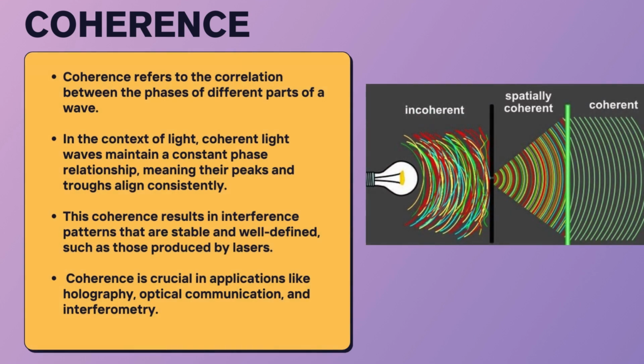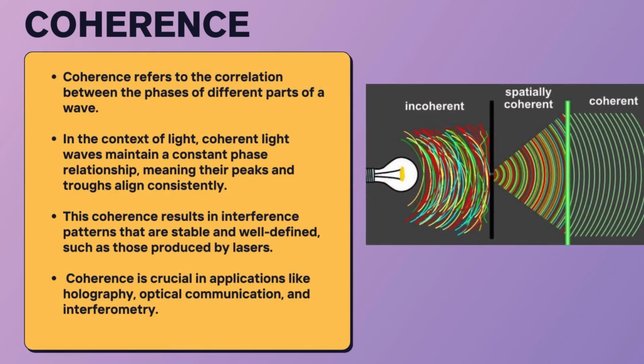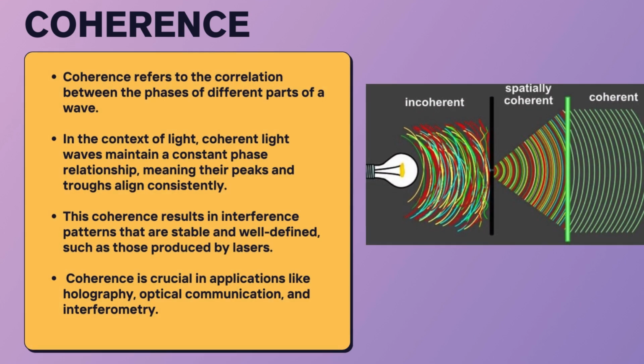Coherence. Coherence refers to the phase relationship between different points of a light wave. In coherent light, such as that produced by lasers, all the waves have a constant phase difference, resulting in a highly focused and powerful beam. Coherence is vital in applications ranging from holography and optical communication to precision measurements and interferometry.